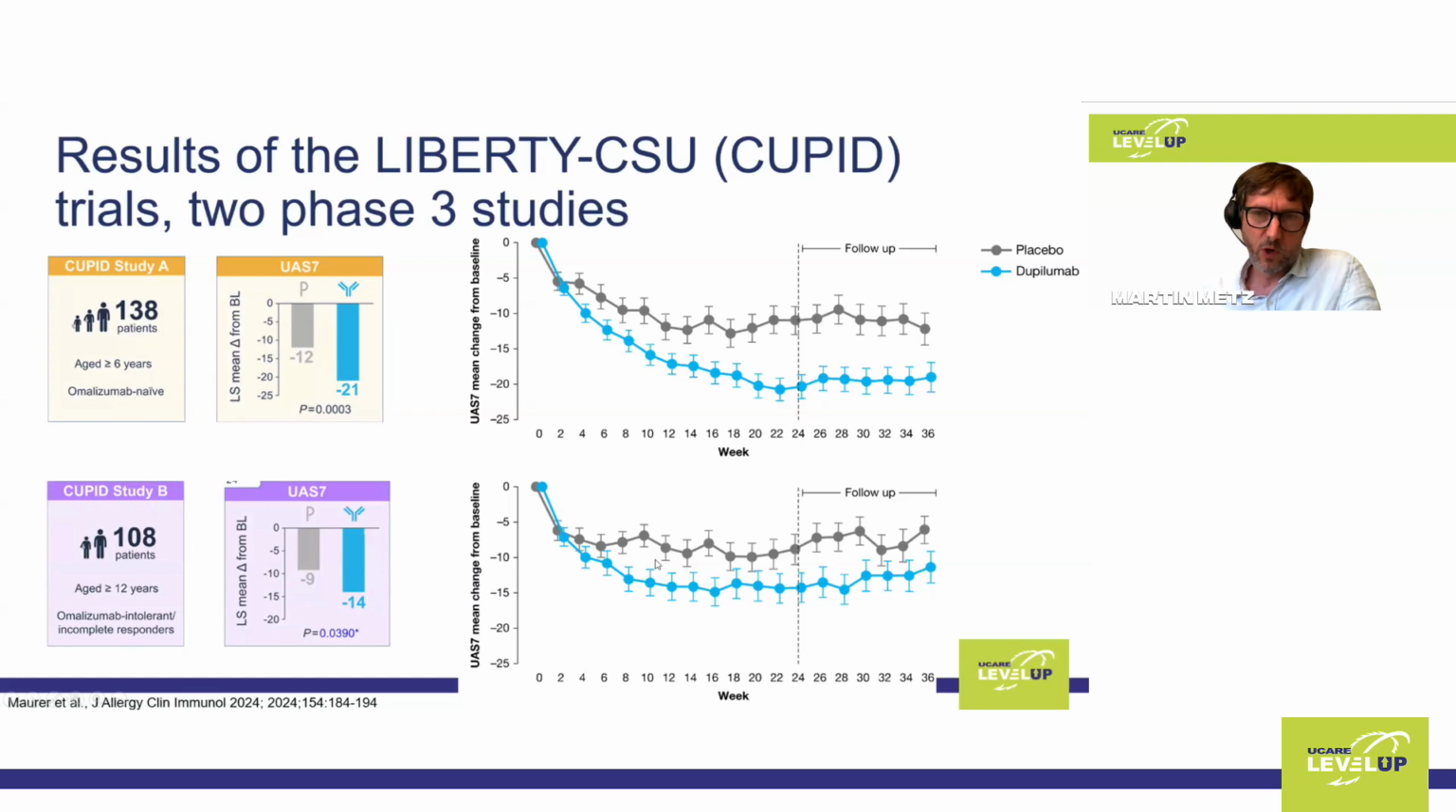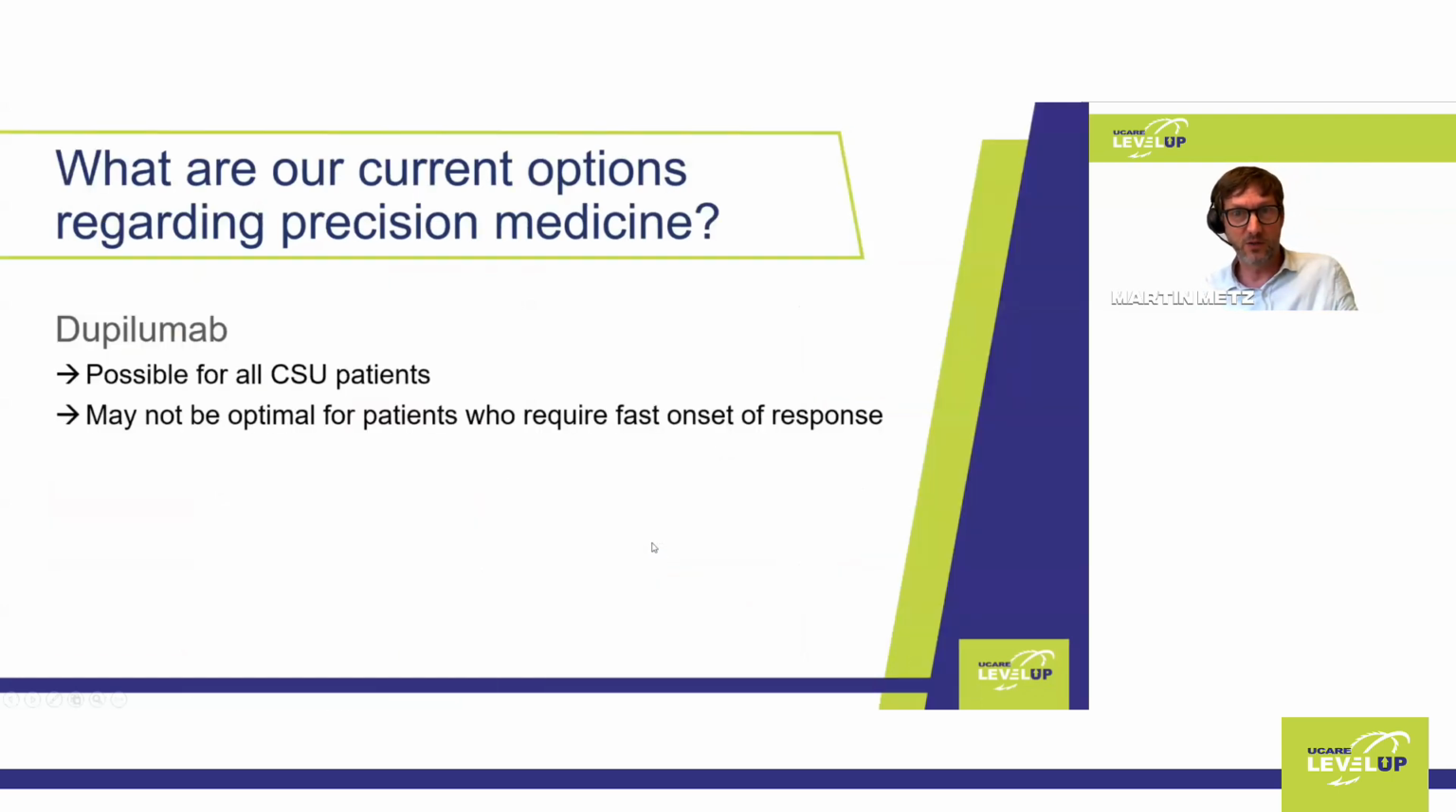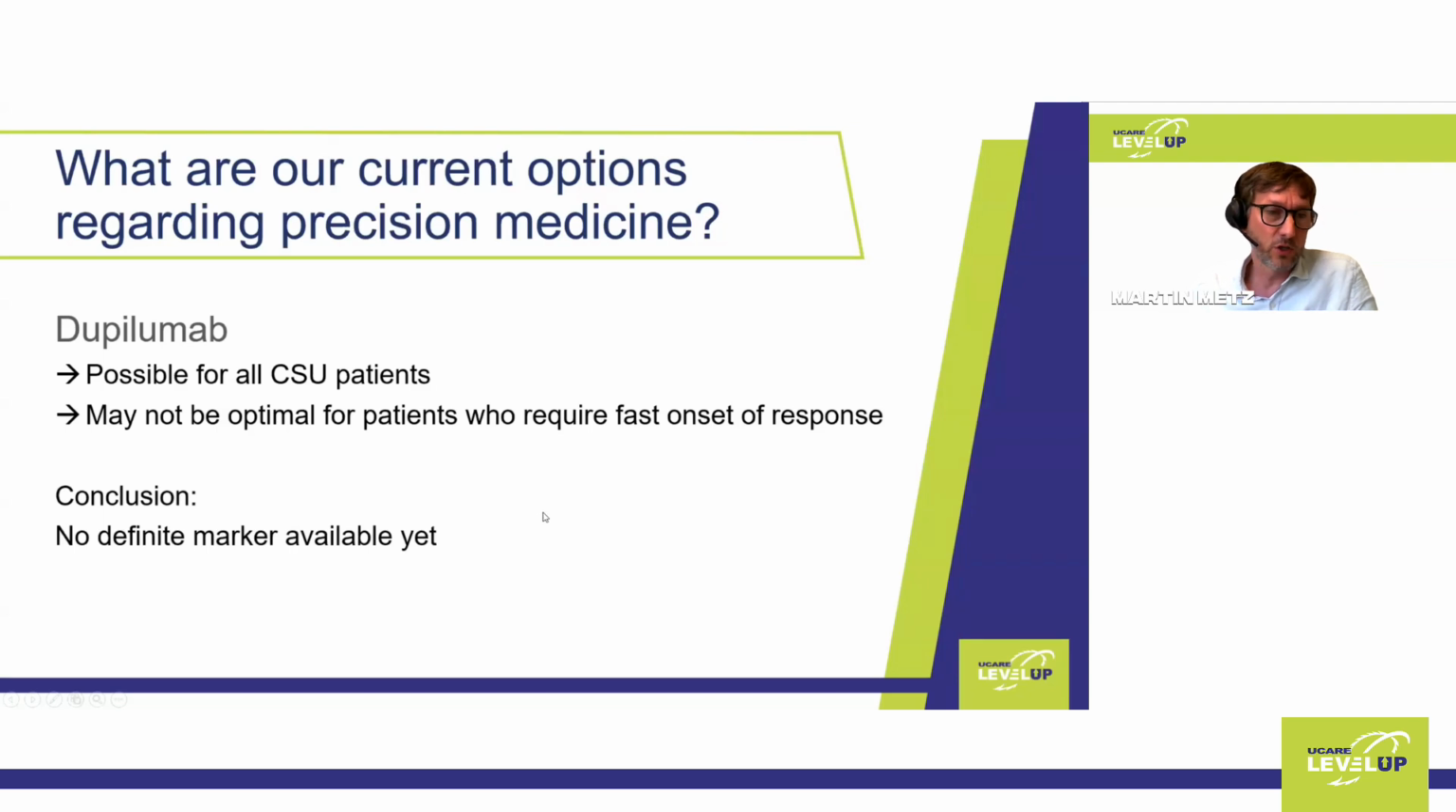And that's really at the moment what we have as a possibility to select. So what are our options regarding precision medicine? Well, I don't think that we have this yet for dupilumab. It's possible from the phase 3 data for all of the CSU patients. What we might be able to say is that it may not be optimal for patients who require fast onset of response, but this is certainly not a clear endotype. So again, the conclusion is no definite marker available yet.